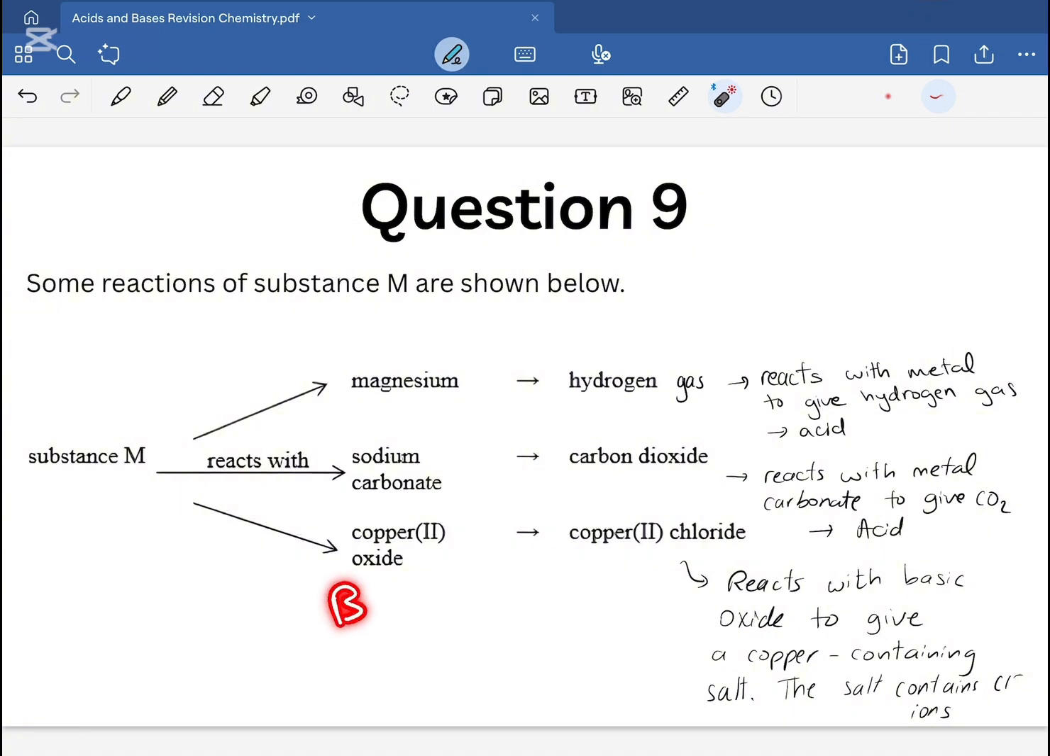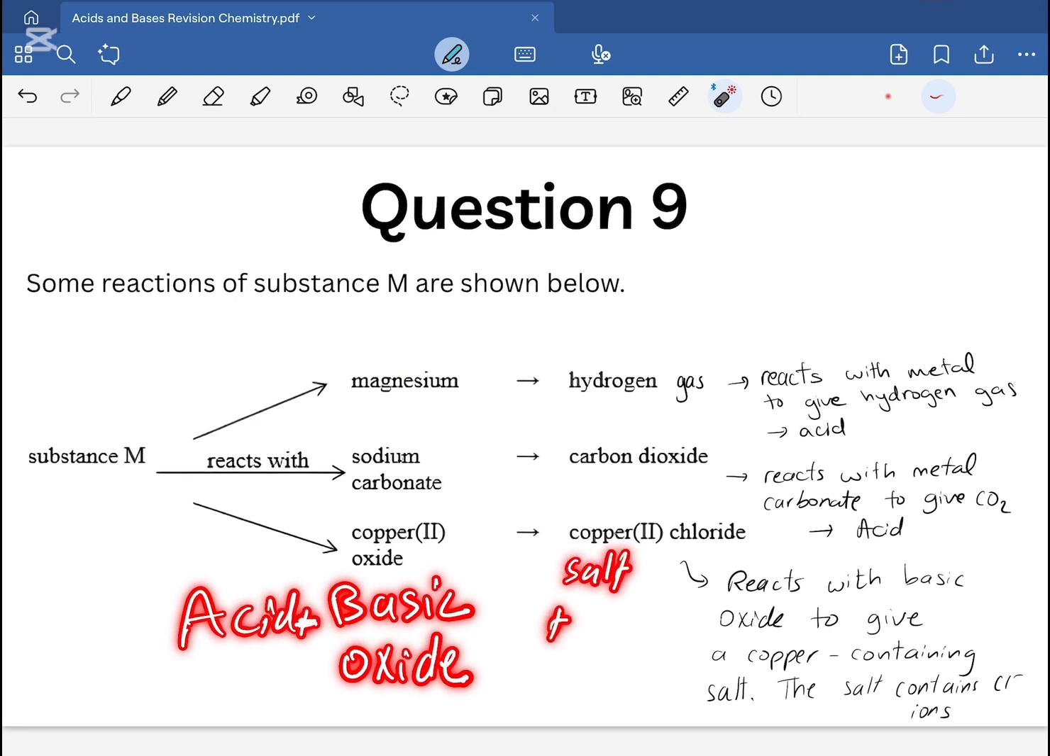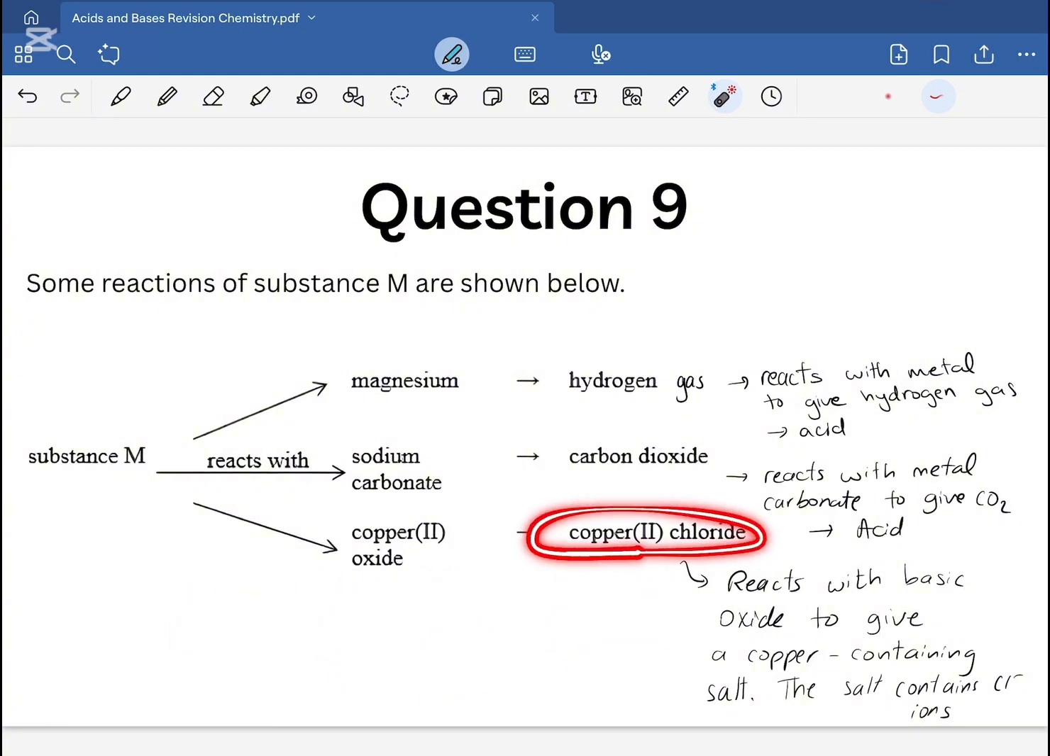Now, if it reacts with the copper 2 oxide, copper 2 oxide is a basic oxide, and when an acid reacts with a basic oxide, it's going to form salt and also water. So the salt that is formed is the copper 2 chloride. In this case, the acid reacted with the basic oxide to give a copper containing salt, and this salt also contains the chloride, the Cl- ions.